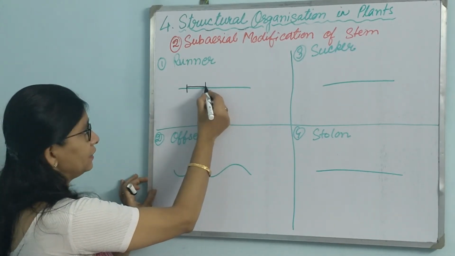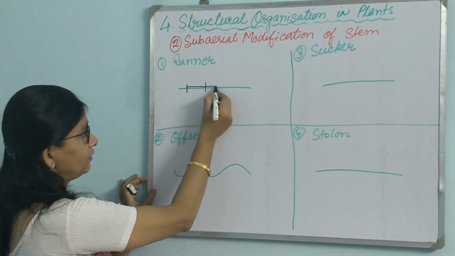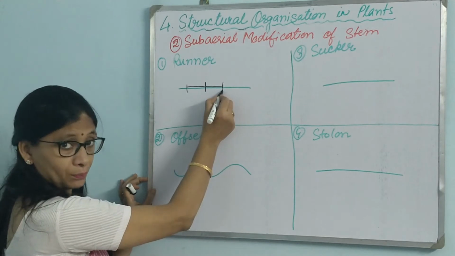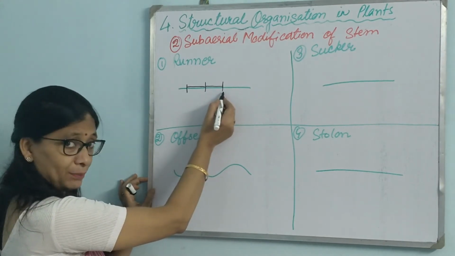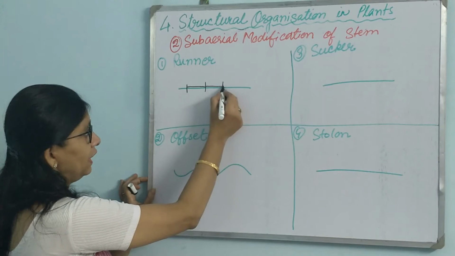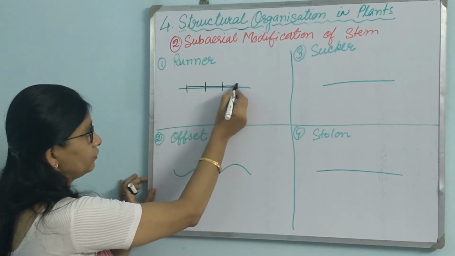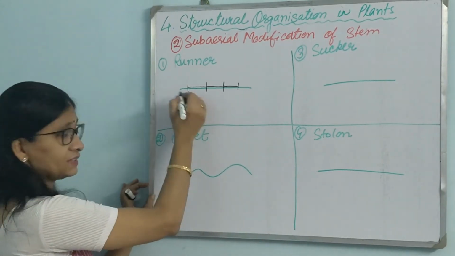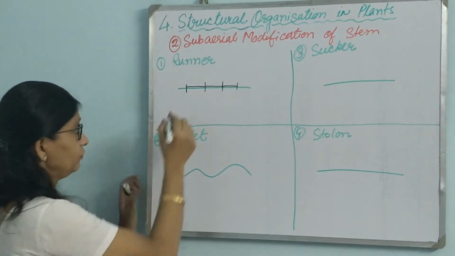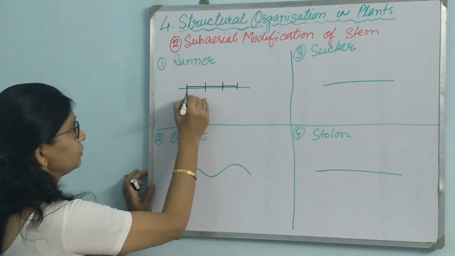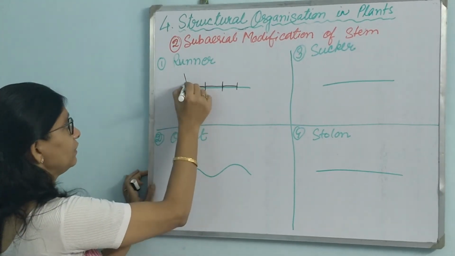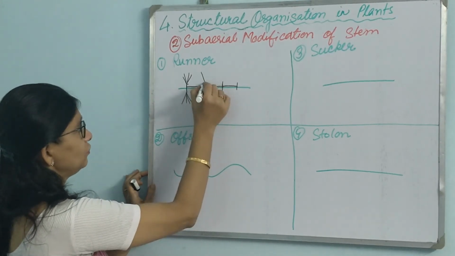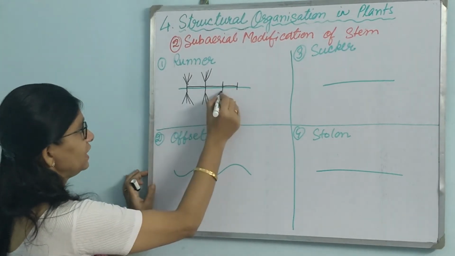Now again, a branch will come out from here just above the soil, touch the soil, give rise to a stem which is a part above the ground, a part under the ground. Again it will come out and the process will continue to go on. Now, where it has touched the ground, the lower portion will give rise to adventitious root and the upper portion will give rise to branches and stem. Lower portion adventitious root, upper portion branch and stem.